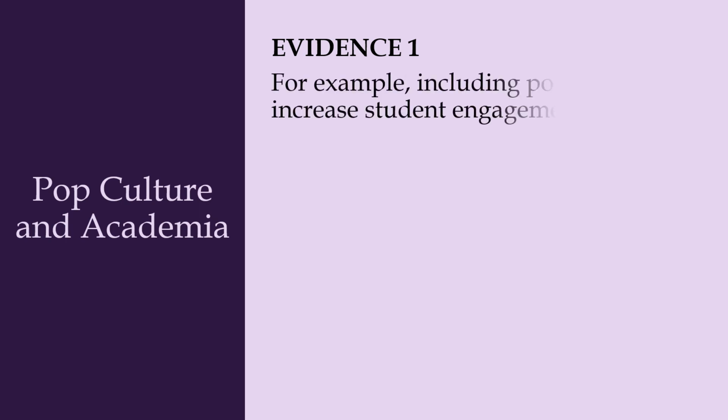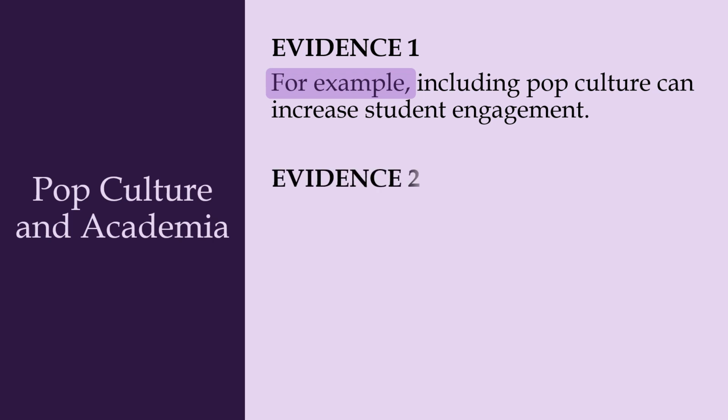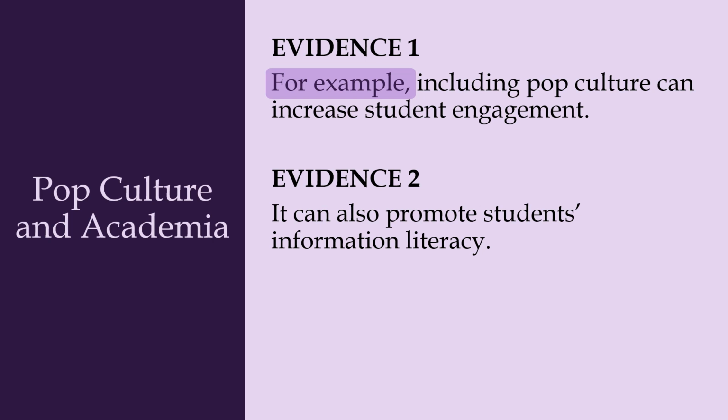Once we have created an engaging hook, we want to outline the evidence that we'll be discussing throughout the rest of the essay. When we do this, we want to use effective transition words so that the reader will understand how each idea relates to each other. Evidence 1. For example, including pop culture can increase student engagement. In this case, we begin with "for example," an introductory element that establishes that this is the first piece of evidence.